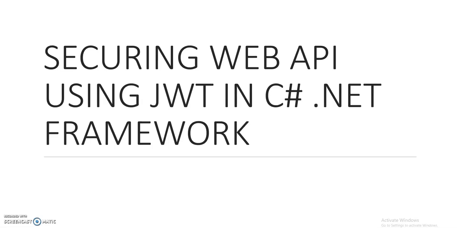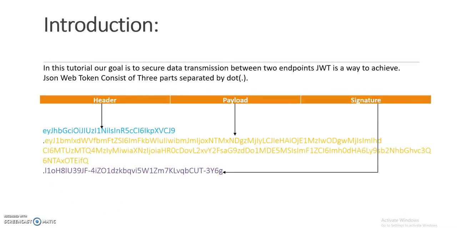Today we are going to learn about securing Web API using JWT token in C#.NET Framework. Okay, let's begin. So, in this tutorial, our goal is to secure data transmission between two endpoints. JWT is a way to achieve that.